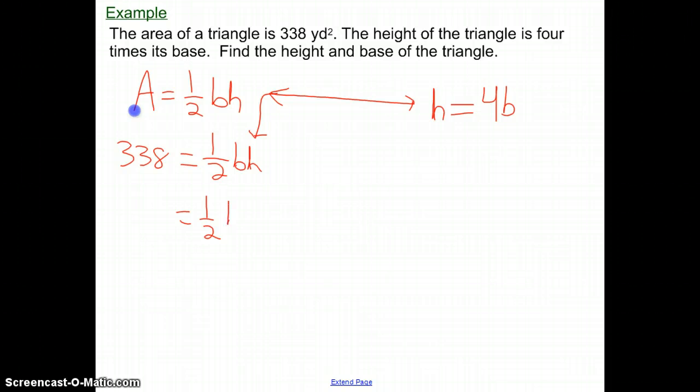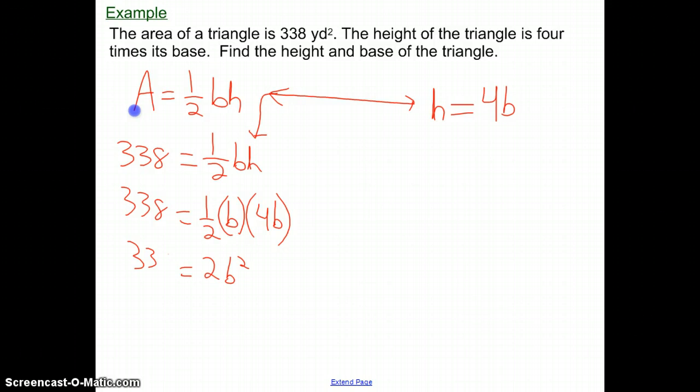So 1/2 b times, taking the h out, replacing it with 4b, that equals the 338. So 1/2 times b times 4b is 2b squared. That equals your 338. We're trying to solve for base and height. So divide by 2. That's going to be 169 to equal b squared. Take the square root. Your base is 13.